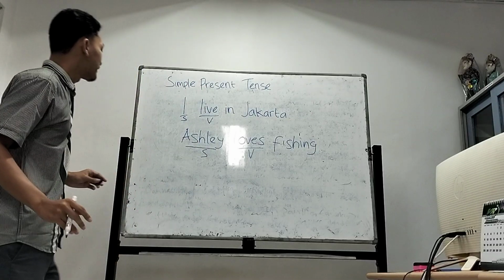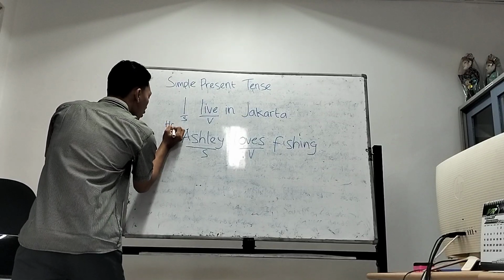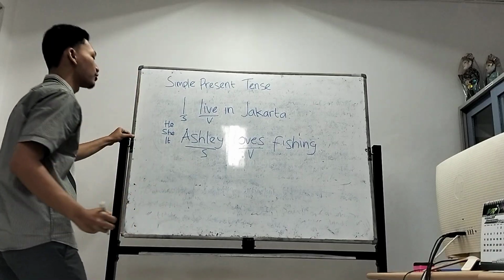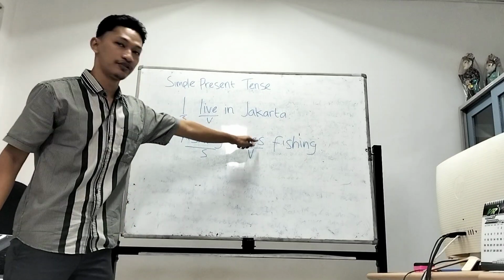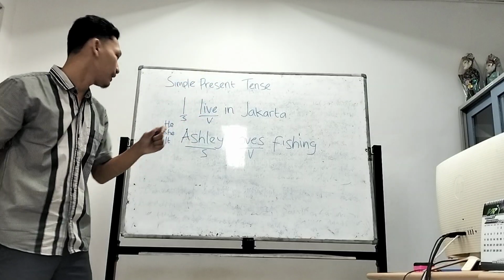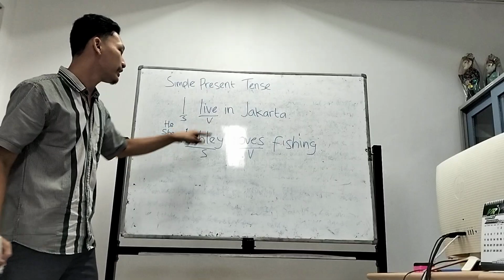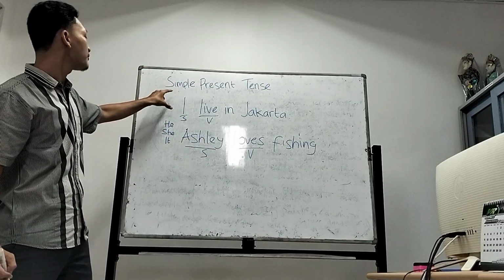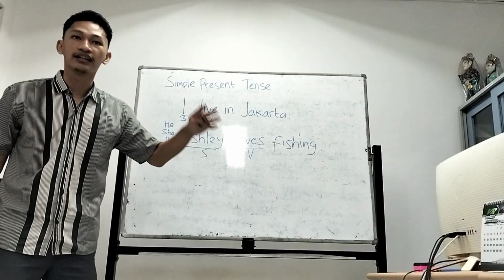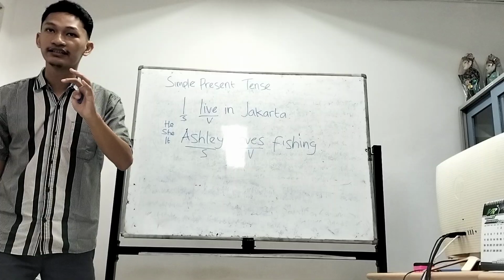Alright, that's because the subject is he or she or it. So we add s or es in the end of our verb. Because the subject is Ashley, which is it, we add s. But if the subject is I, you, they, we, we do not need to add s in our verb. So got it? Yeah.